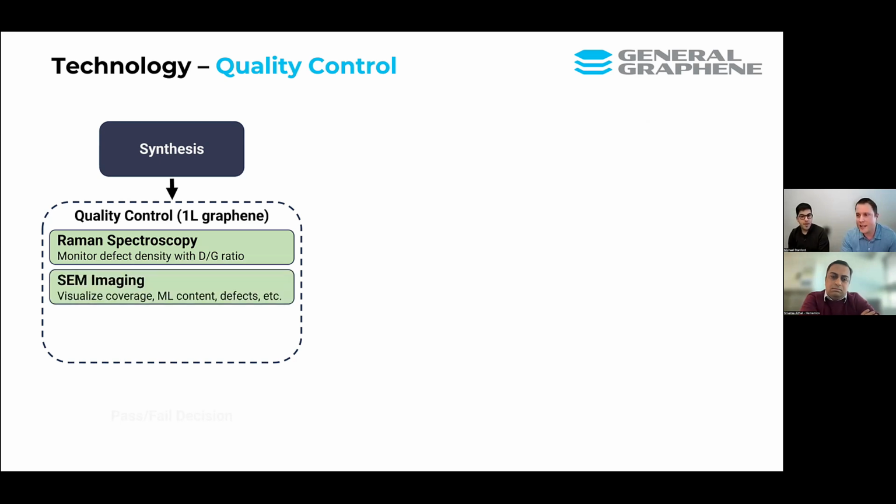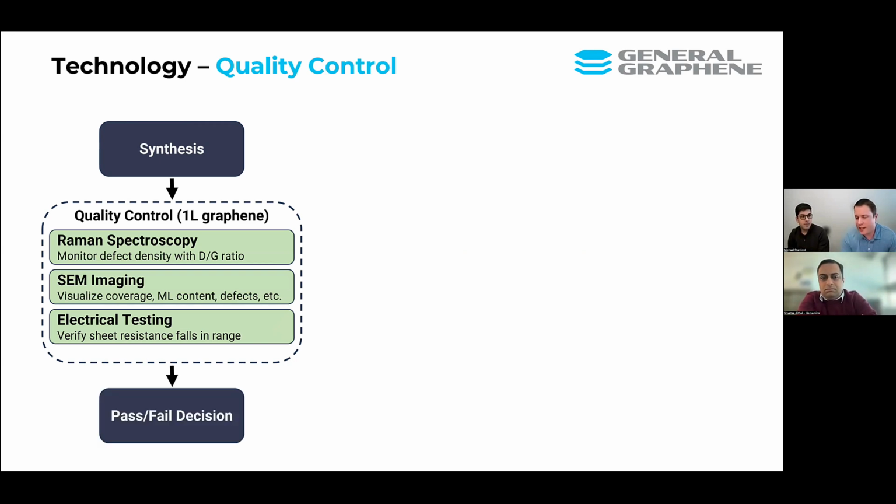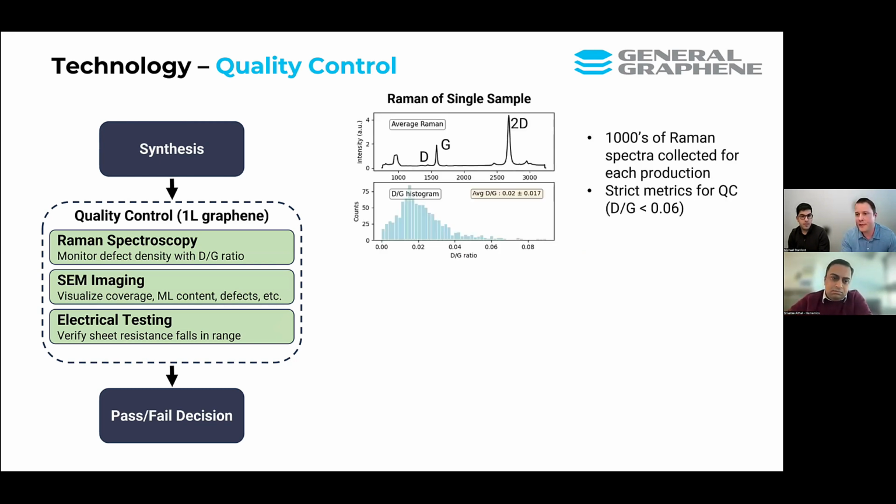We also do SEM images of our material. This helps us to visualize the coverage, estimate multilayer content, as well as some forms of defects. And then we do electrical testing. Typically, we'll be verifying sheet resistance and seeing if it falls within our acceptable range. After this, we have a pass-fail decision, where if it's failed, it's discarded. And if it's passed, this is material that can end up being passed on to our customers.